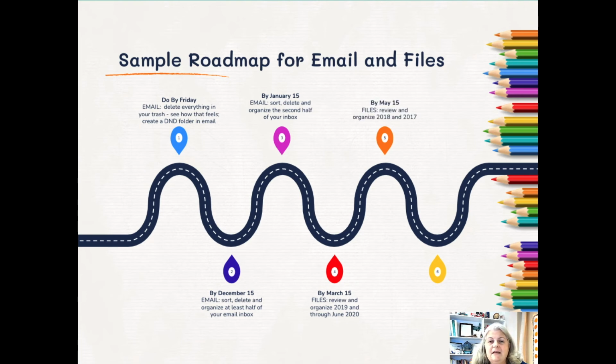And then by May 15th, set an internal goal for yourself that you will have looked at documents and files from 2017 and 2018. And then by June 15th, you're looking at files that are from 2016 and older. So that's 5 years ago plus, and perhaps those are items that you can let go of.